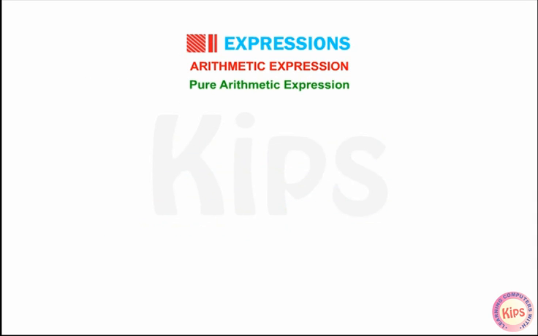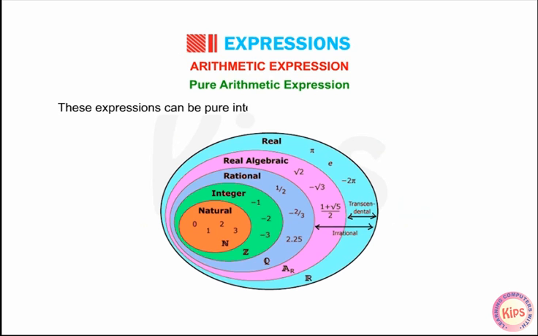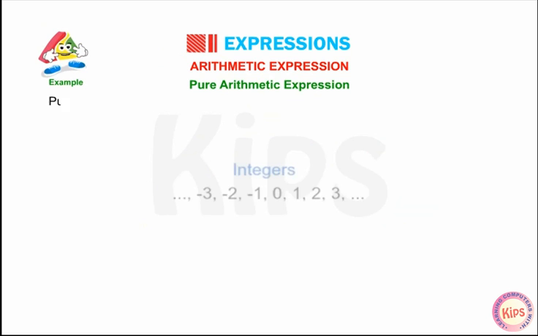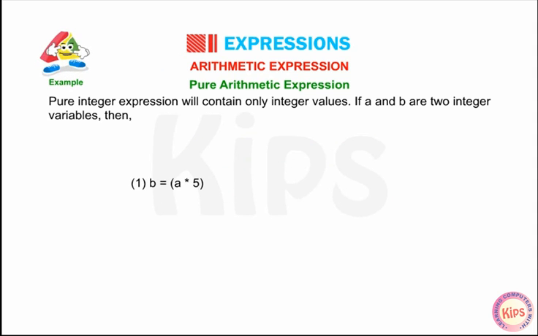Pure arithmetic expressions: an expression that has all operands of the same data types. These expressions can be pure integer expressions or pure real expressions. Pure integer expression will contain only integer values. If a and b are two integer variables, then number 1: b = (a * 5). Number 2: a = a * b. Number 3: b - (a * 2).